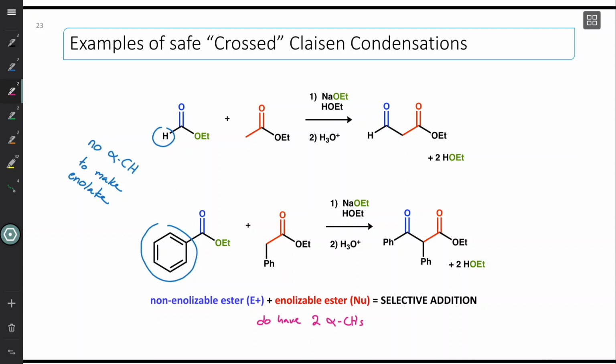And to avoid having your enolizable ester attack itself, a little trick is that you add it to the reaction very slowly. In that way, it's always surrounded by an excess of your electrophile ester, and so it's less likely to react with itself.